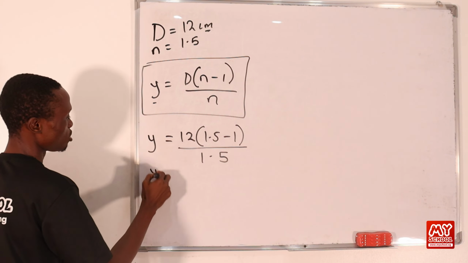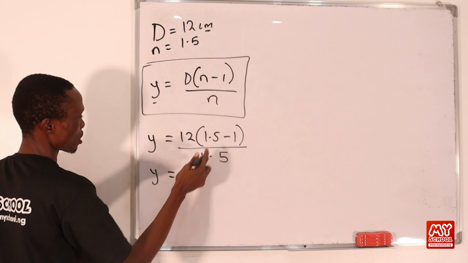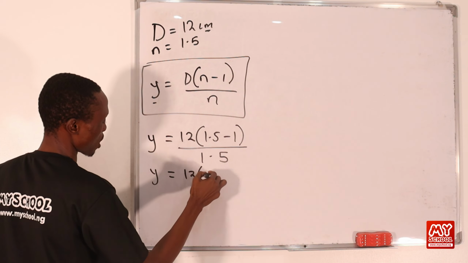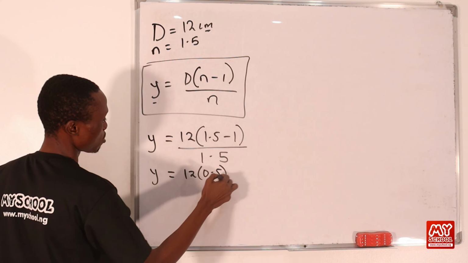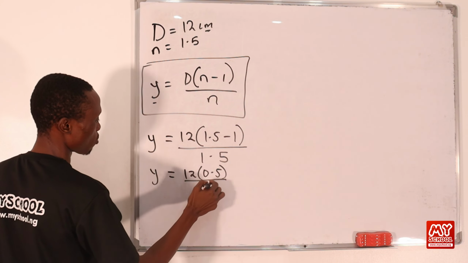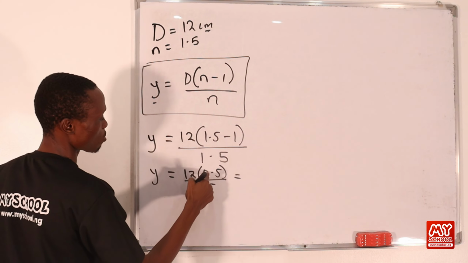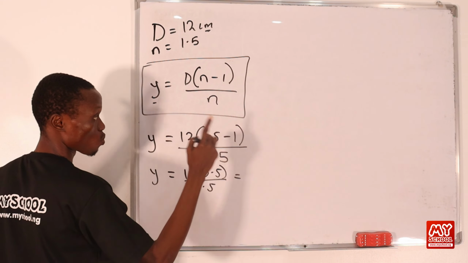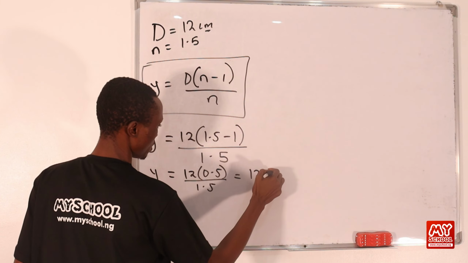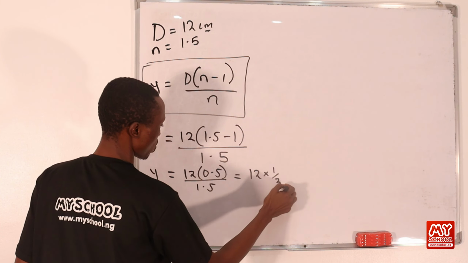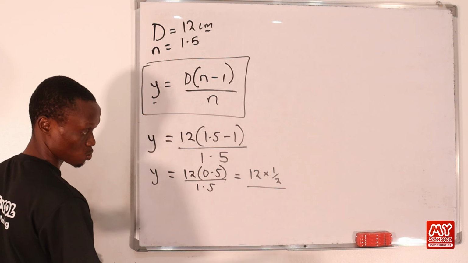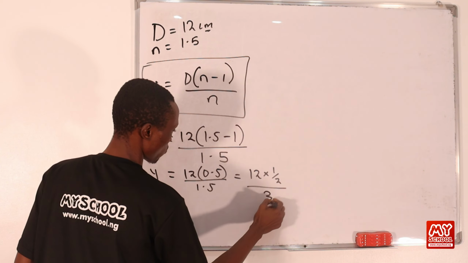So let's deal with the numerator first. If we subtract here, that is 1.5 minus 1, we'll have 12 bracket 0.5. But remember that bracket represents multiplication, all over 1.5. So 0.5 is the same thing as 1 over 2. Here we can write 12 times 1 over 2, all over, while 1.5 means 3 over 2. So here we use 3 over 2.